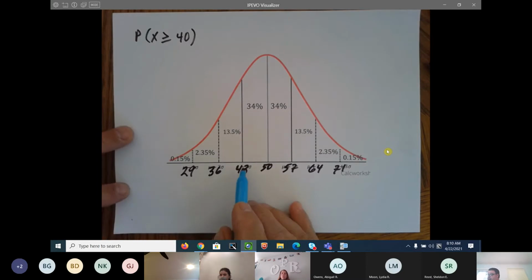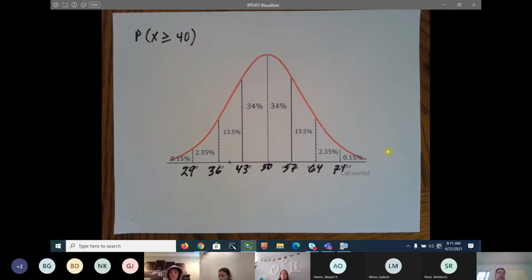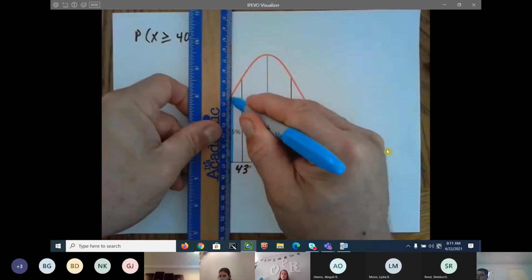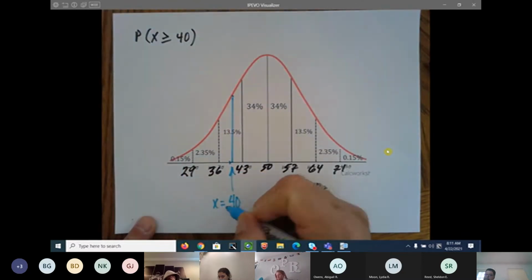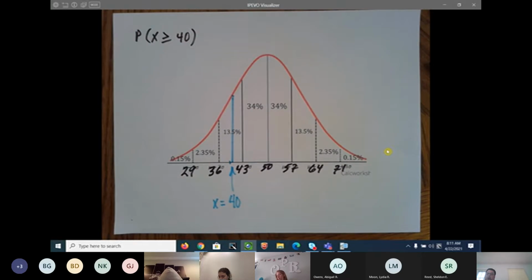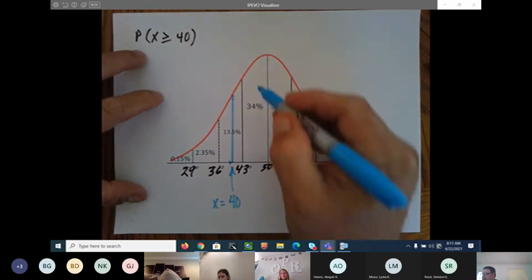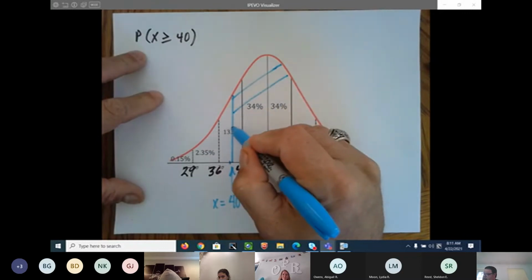So 36 to 43, half of 7 is 3.5. So 39.5 is right there. So 40 would be right beside that. So that right there is 40. Of course, it's an estimate. X is equal to 40. And they want to know what side, first of all, they want to know more. And somebody tell me which side is more, right or left? That means I want somebody to say right or left besides me. Right. Right. Thank you.